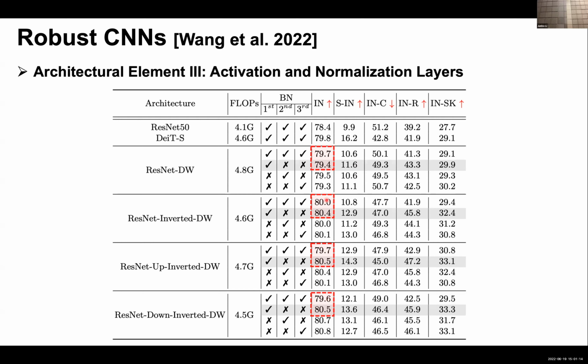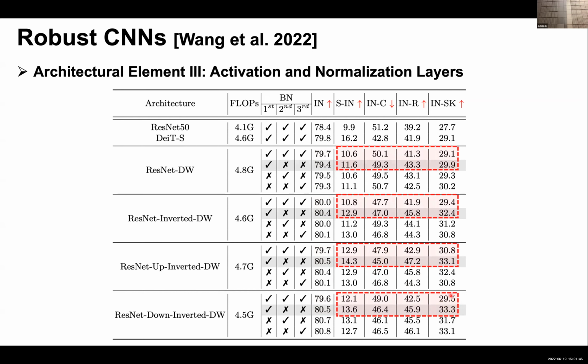And then we check on the stylized ImageNet, ImageNet-C, ImageNet-R, and ImageNet-Sketch data sets. You can see all these data sets get some very substantial improvements. For example, if you look at the ImageNet-C data set, the error rate is reduced by 2.9 here. And also you can see, for the Sketch data set, the improvement is around 4%.